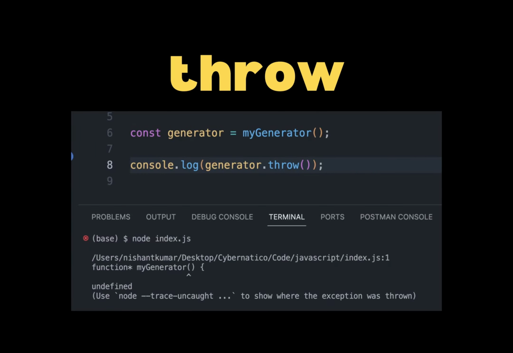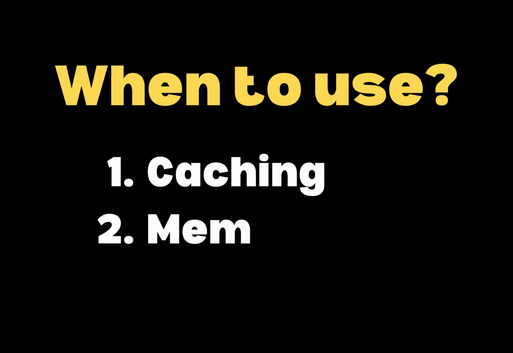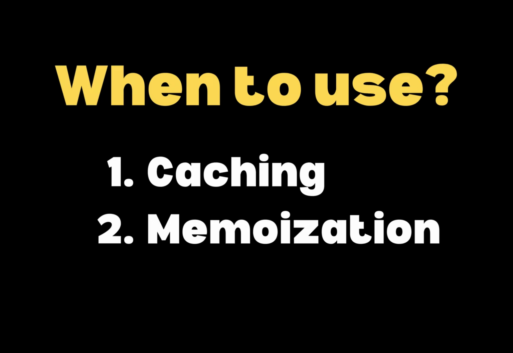The throw function will stop the function at the current suspended position and throws us out with an error. Generators can be employed to implement caching and memoization for expensive function calls.